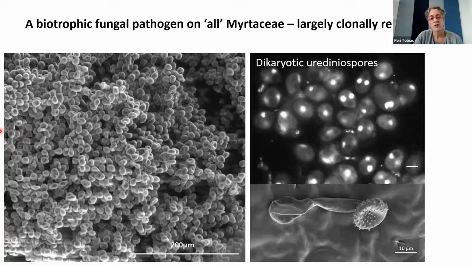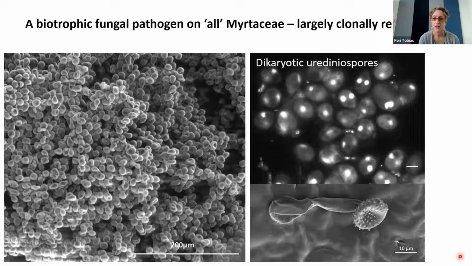Austropuccinia psidii is a fungal pathogen. It's biotrophic, requires a living host, and it affects virtually all Myrtaceae plants at the moment. There are a few plants that don't seem to be affected, but it has a very, very wide host range.